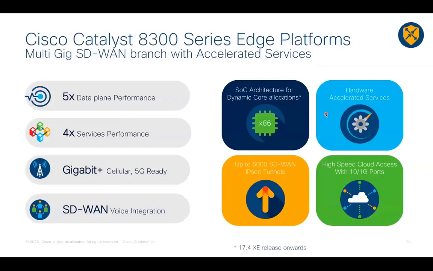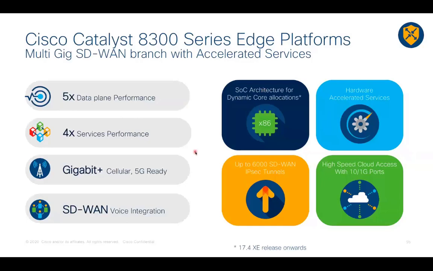All right. So these platforms are purpose-built for SD-WAN services, accelerated at the hardware, and these platforms are architected with Intel x86 based system on a chip, which is basically a single CPU architecture with multiple cores distributed across control plane, data plane, and service plane operations. Dynamic core allocation is one of the key features that we will be introducing with 17.4 XC release, which Sumant has already explained in detail.